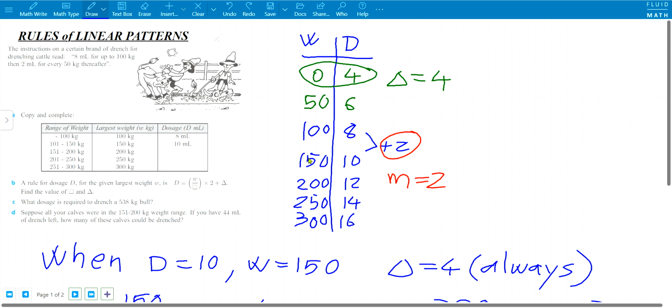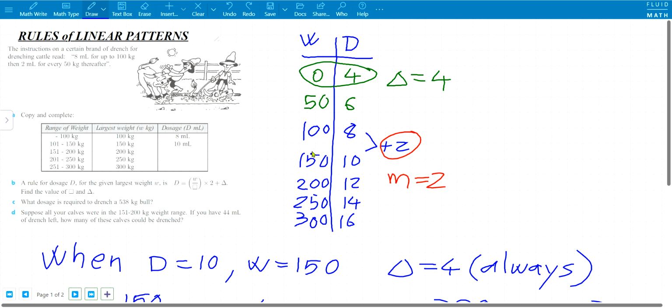I need 8 milliliters. For 150, I need 10. For 200, I need 12 because it goes up in 2. Because as it goes up in 2, that tells me that the gradient must be 2. Therefore, m is 2. And now I try to find the pattern 0.